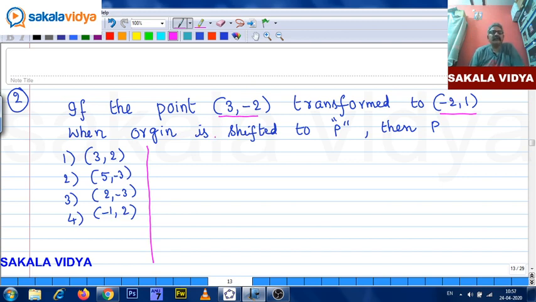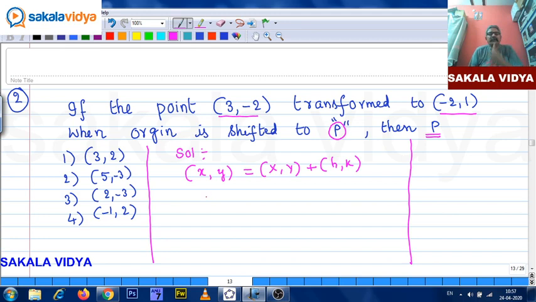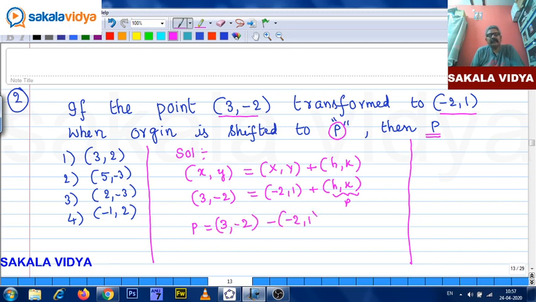By virtue of shifting the origin to the point P, we need to find out the origin. Here in the solution I will do both methods: this is the shortcut method, and this is the original method. We have (x, y) equal to (X, Y) plus (h, k). Here (x, y) is actually (3, -2), equal to (-2, 1) plus (h, k). We need to find (h, k), which is P. So P equals (3, -2) minus (-2, 1), which is (3 + 2, -2 - 1). That will be (5, -3).